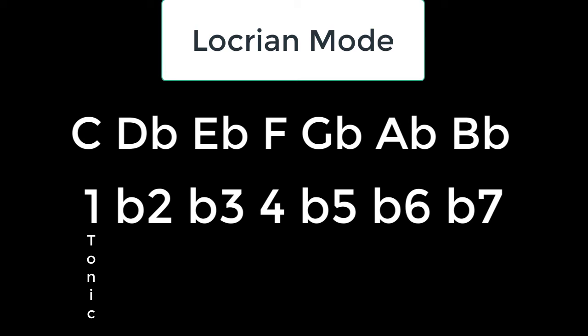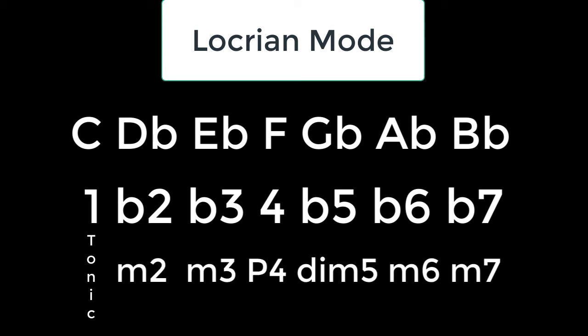Each interval against the C: D flat is a minor second, E flat is a minor third, F is a perfect fourth, G flat is a flat 5, A flat is a minor sixth, B flat is a minor seventh.